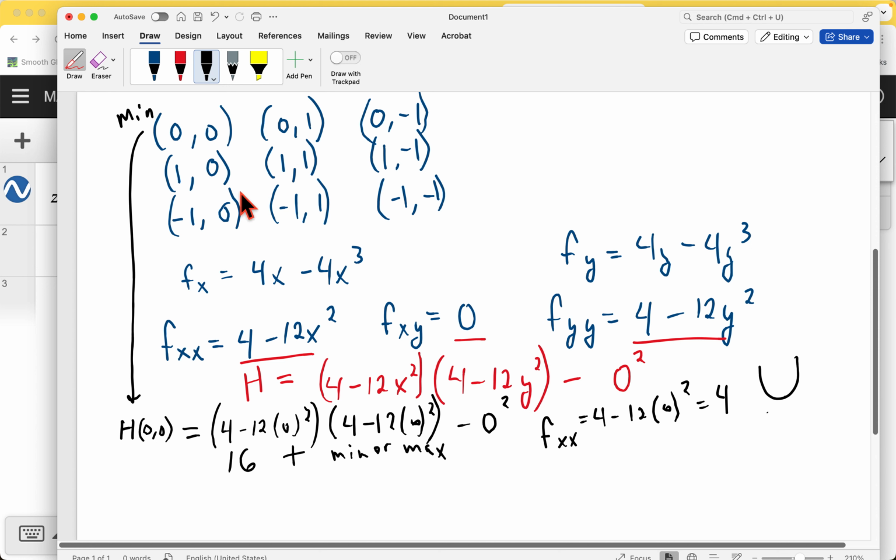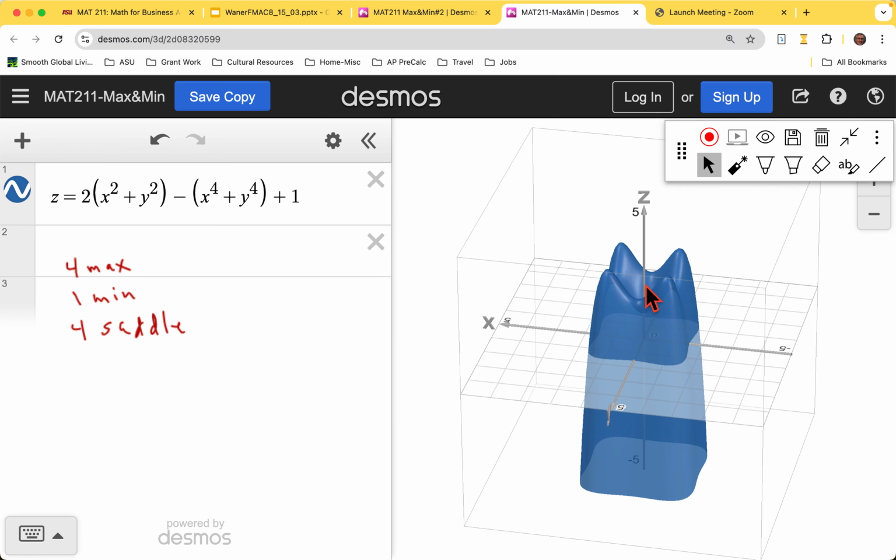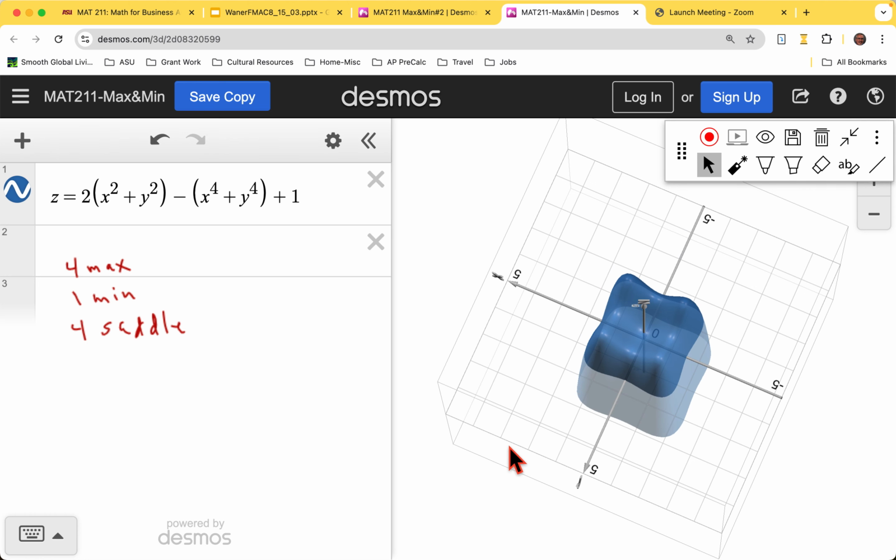So that's a minimum, like we thought. Now the others, I think all these ones. I think that's where the mountains are going to be. Let's see if we can guess. All the ones that are (1, 1), (1, -1), (-1, 1), (-1, -1). I think that's these guys, right? Look at these.